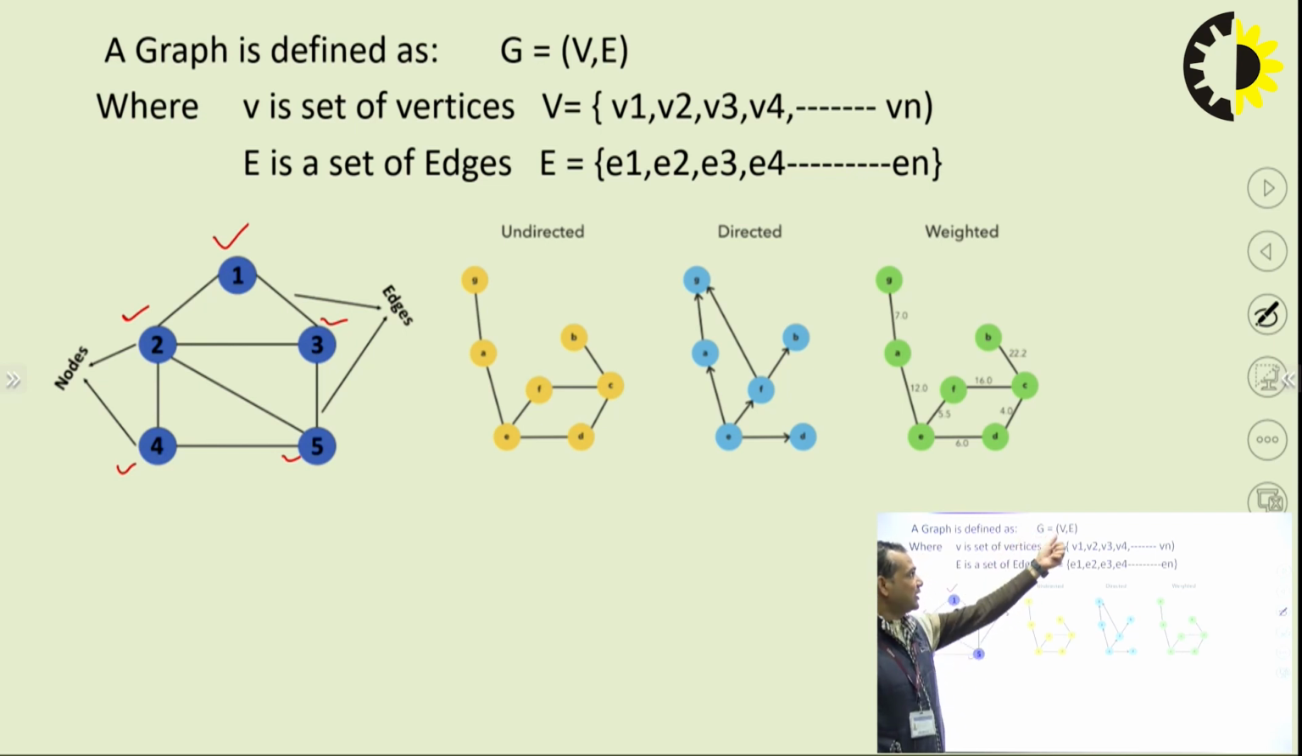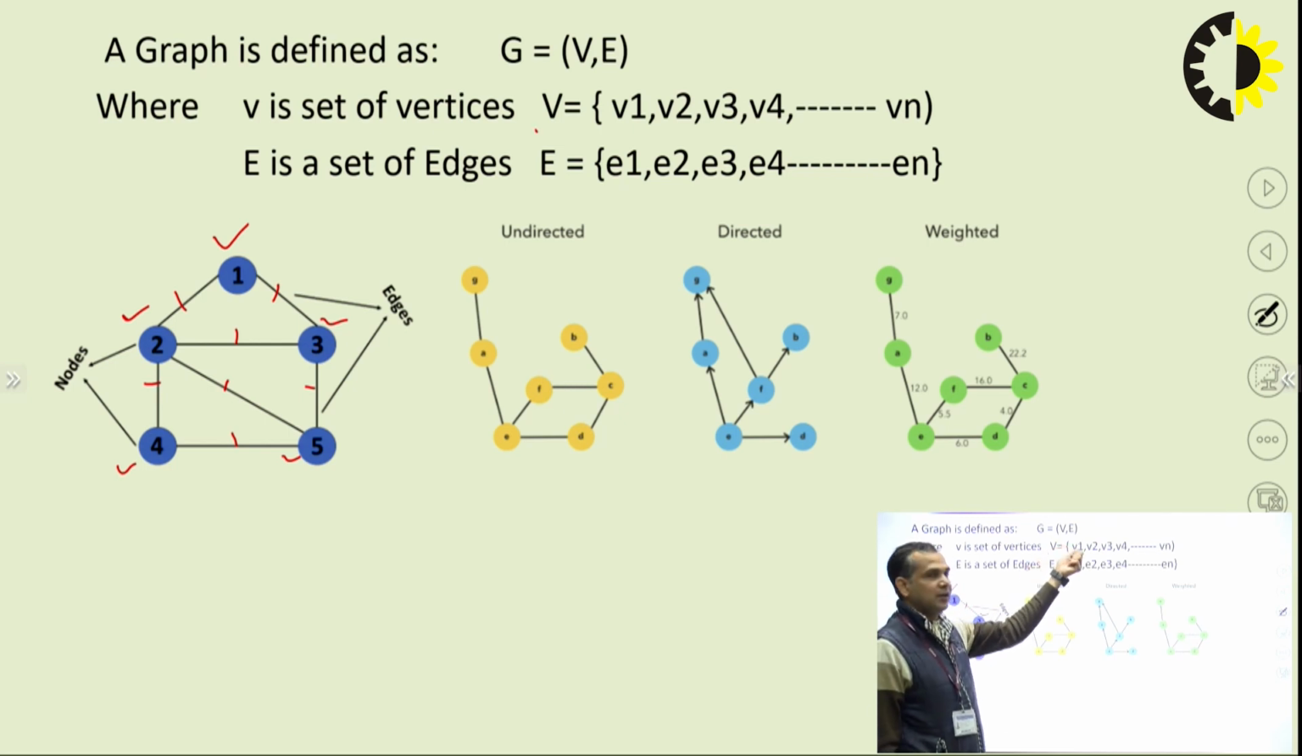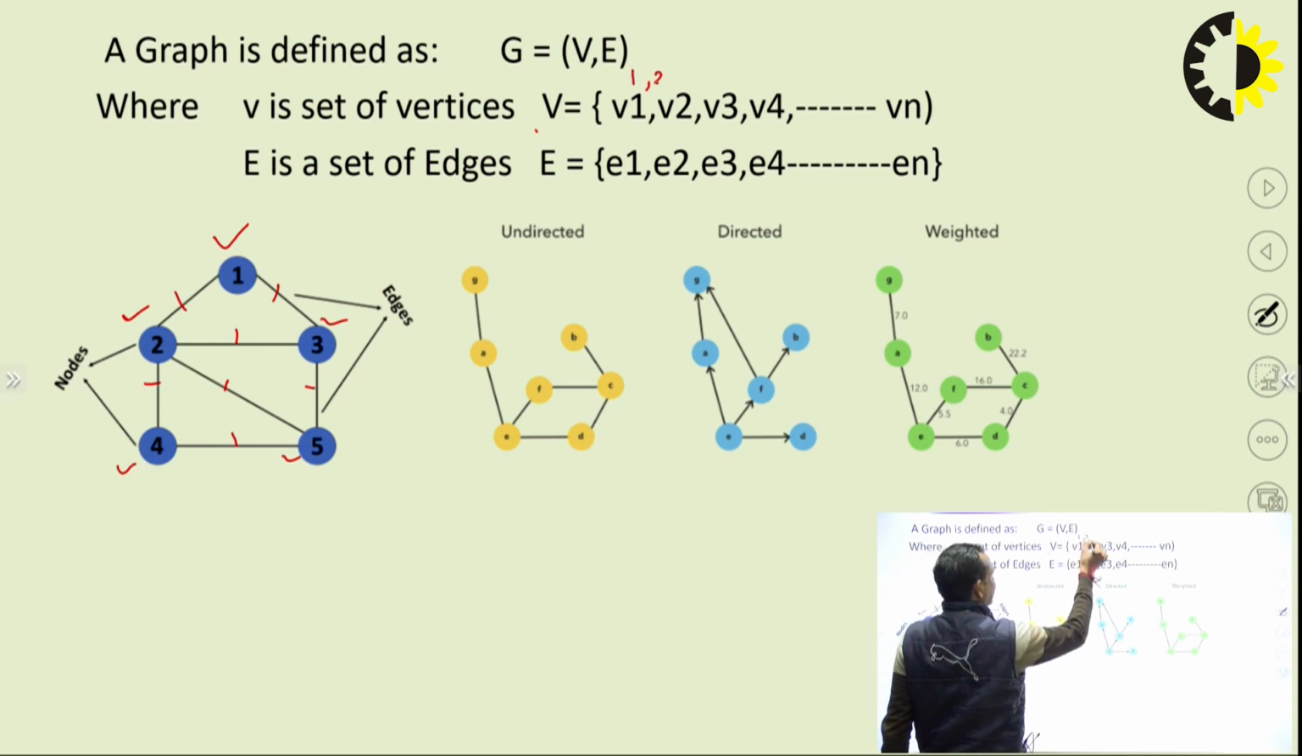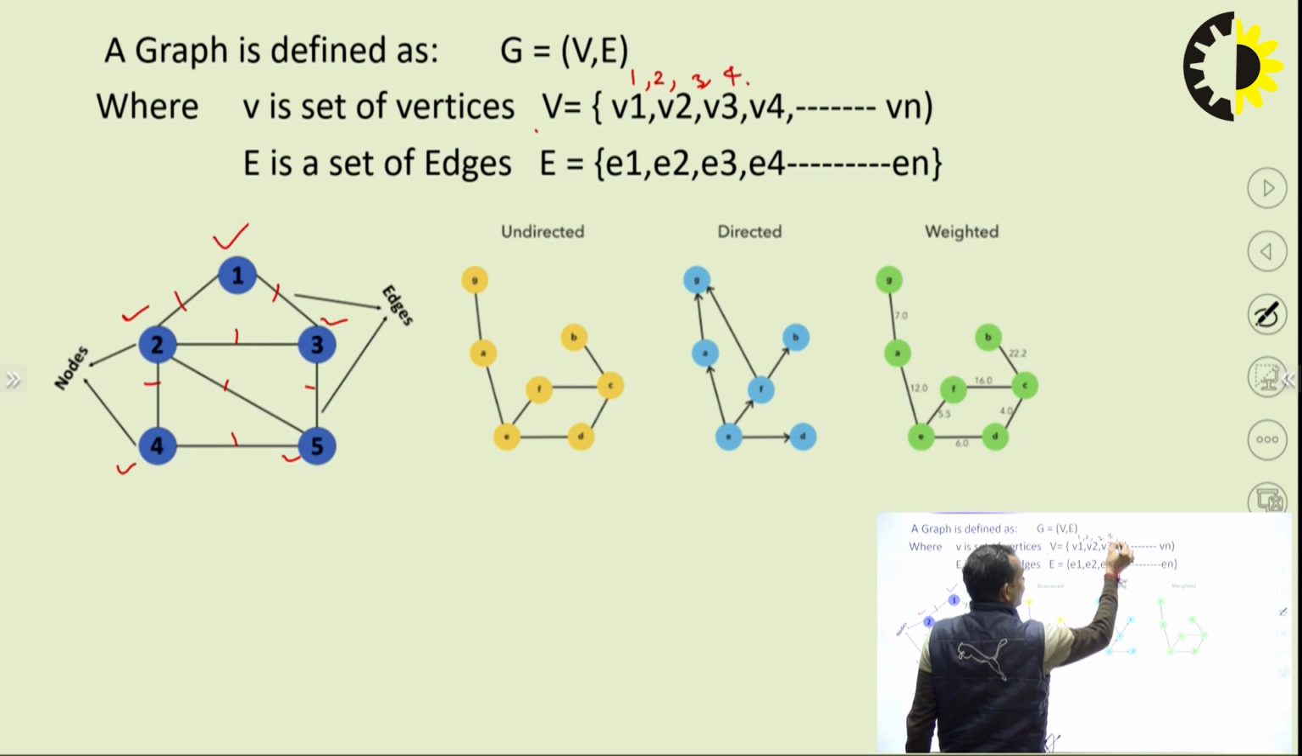Same here, what is E? E is a connecting line between two nodes. This is one edge, this is another edge, this is another, and all these are known as the edges. So capital E is a group of the edges, a combination of the edges. And V is a set of vertices V1, V2, V3, V4 and so on up to Vn. Here the vertices are 1, 2, 3, 4 and 5. This is a set of the vertices.